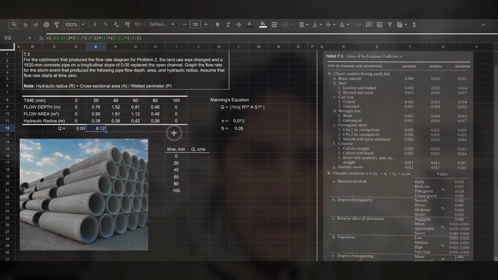Then if we drag it, we should get all these values. And all we need to do now is just plot these values. I have it here vertically. So we have time in minutes: 0, 20, 40, 60, 80, 100. These are the times here.